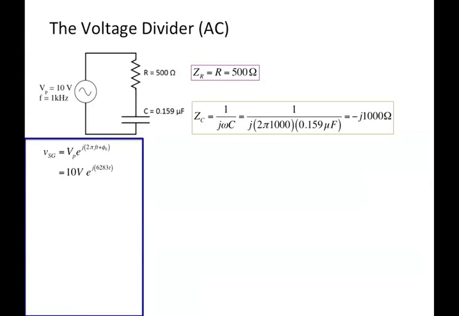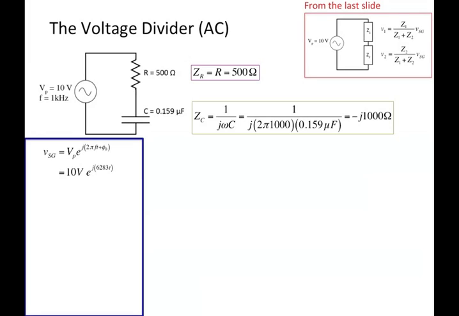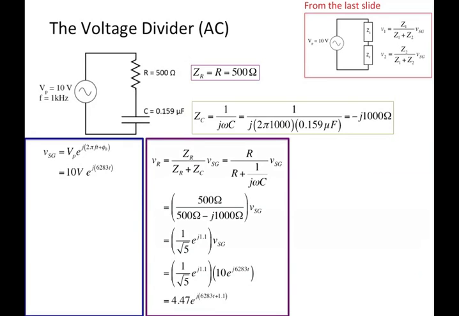So if we write down the voltage of the signal generator, we can write it in the polar form. This is just an oscillating function. Remember from our last slide, this is just the voltage divider. We know how to write down the voltage across the resistor and the voltage across the capacitor. So the voltage across the resistor is the impedance of the resistor over the total impedance of the circuit times the voltage of the signal generator. And if you go through, substitute everything in, the resistance, the capacitance, the frequency, the values we calculated before, you get the following value. You can do the same thing with the capacitor.